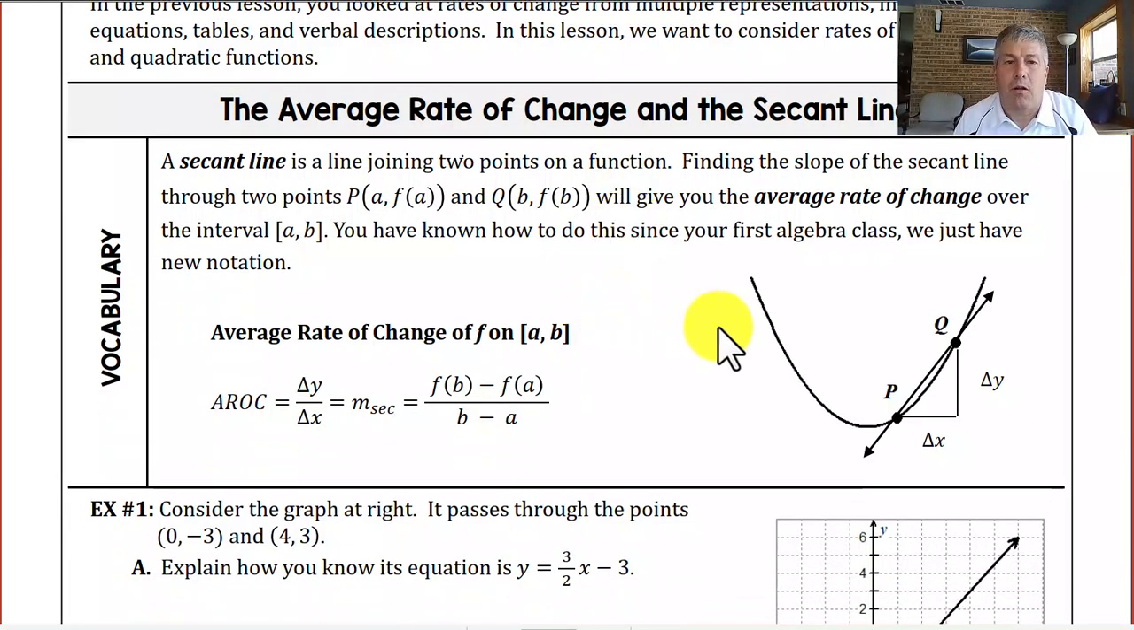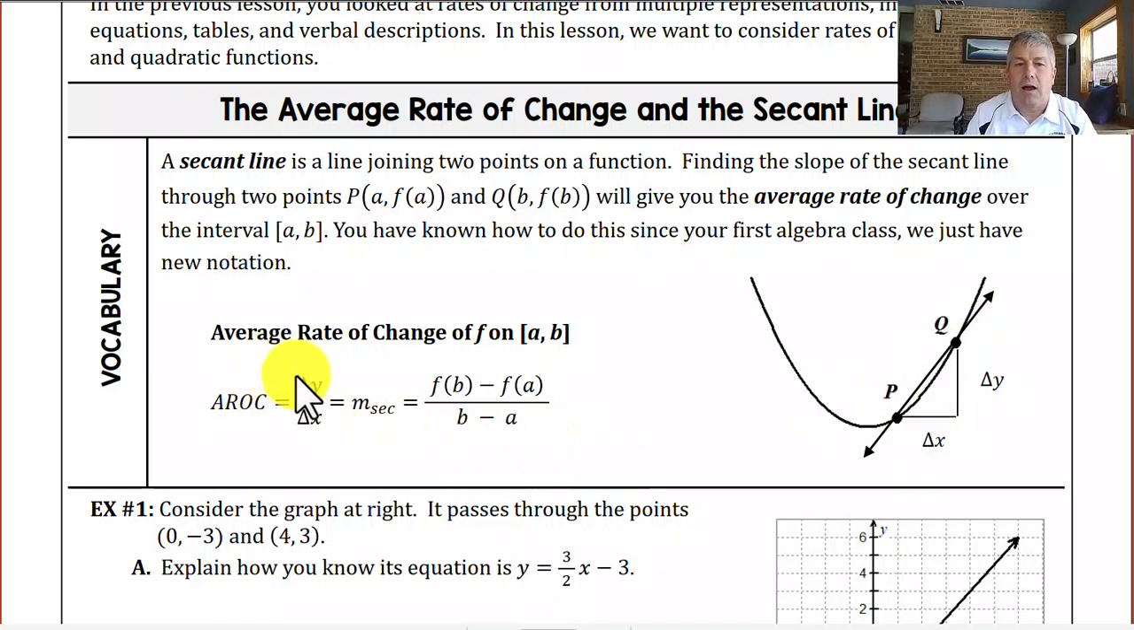Here's an example of a curve in which we have a secant line passing through two particular points. So the secant line is a line that joins 2 points on a function. And we want to find the slope of the secant line through those 2 points, and that'll give us our average rate of change over a particular interval from, in this case, A to B.